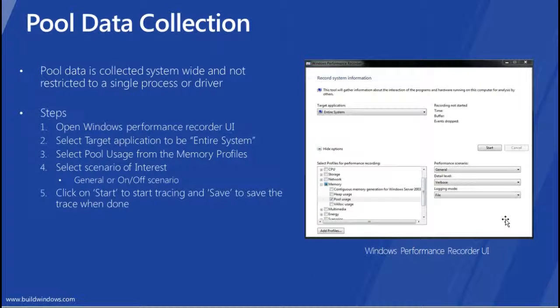Let's see how we can collect a pool trace. We have instrumentation in the OS that enables us to gather data on every pool allocation that happens on the system. Pool data is collected system-wide and is not restricted to a particular driver or process. To collect a pool trace, open the Windows Performance Recorder UI, select your target application as the entire system, select pool usage from the list of memory profiles, select your scenario of interest. If you're a boot start driver, you might want to select an on-off scenario, click on Start to start tracing, and Save to save the trace when done.